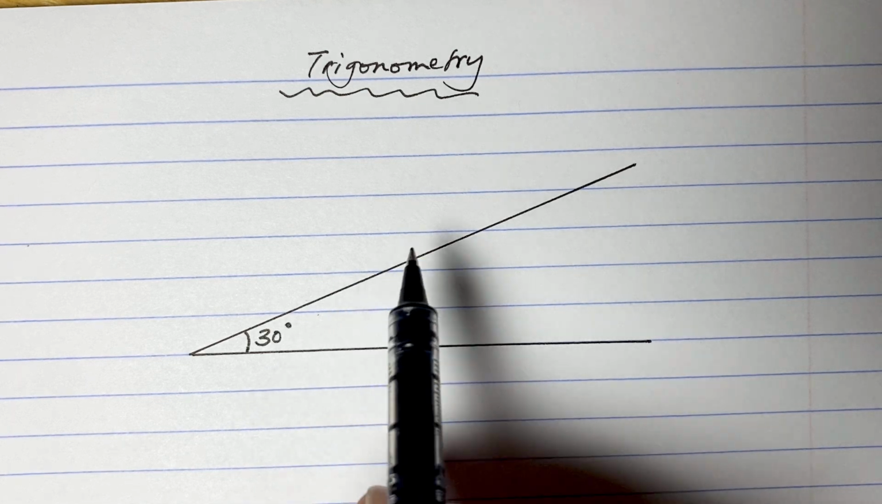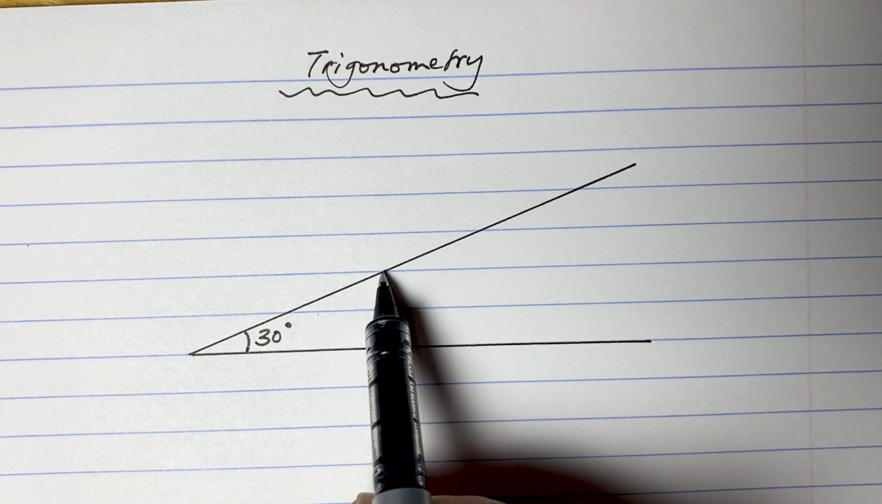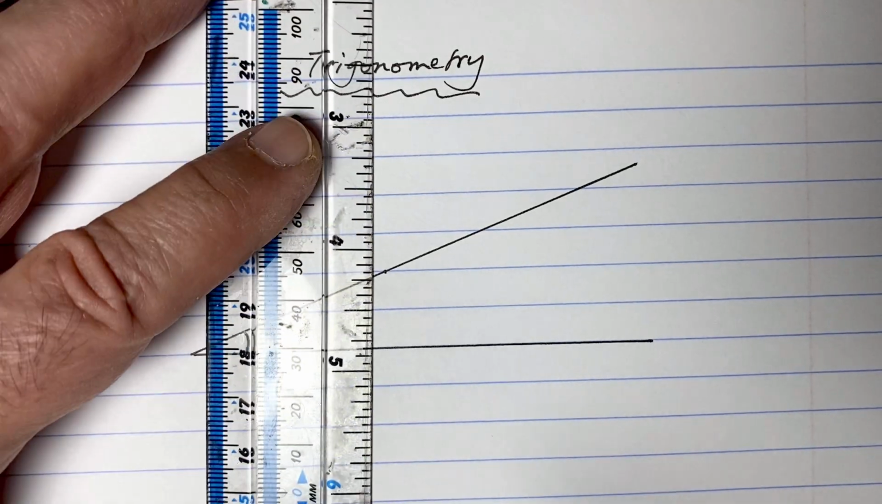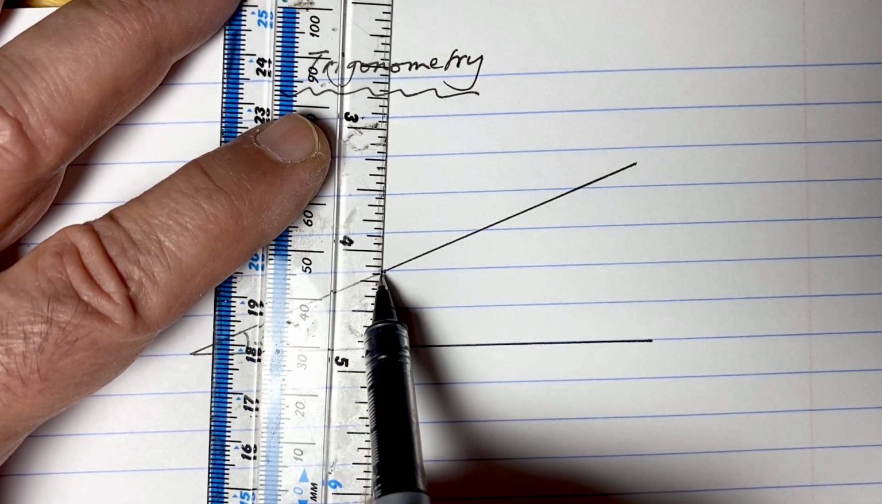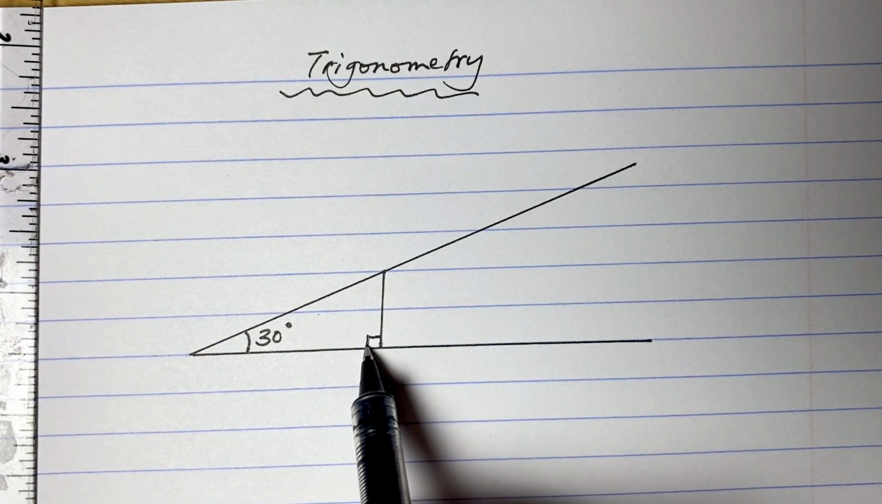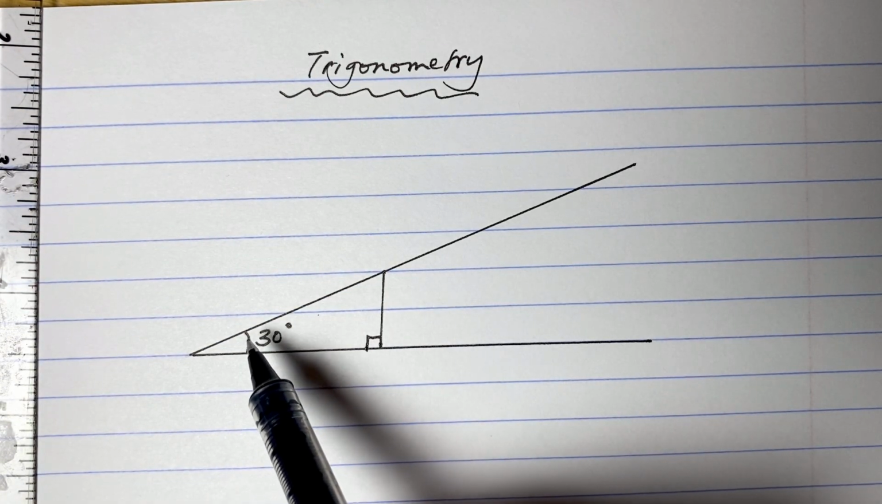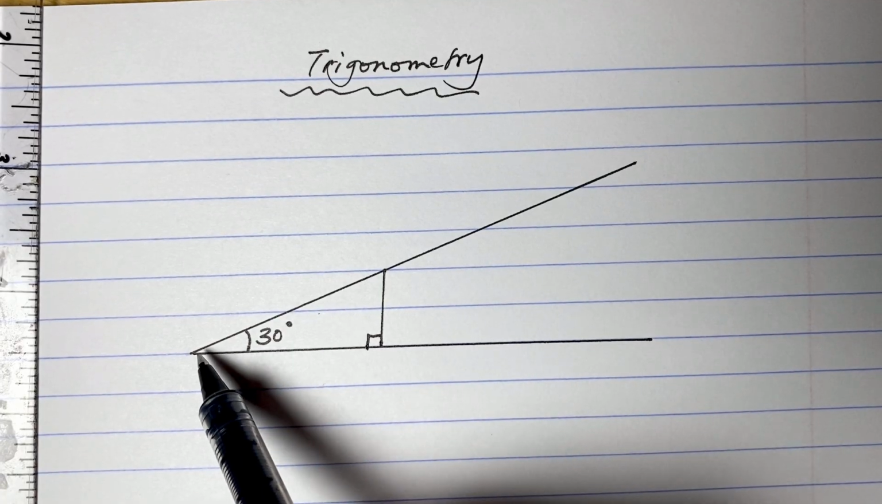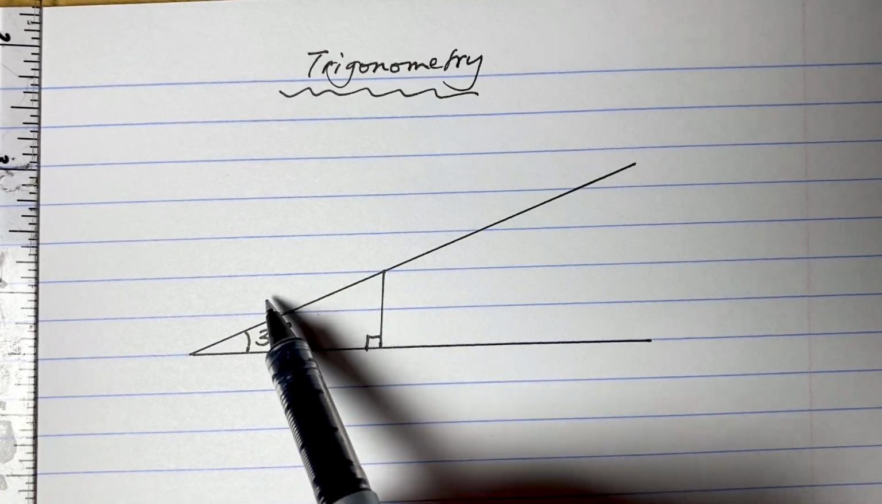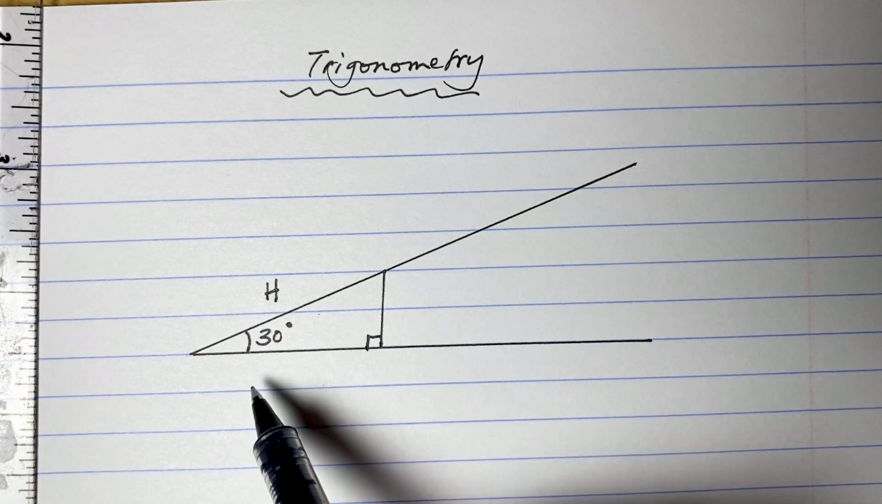If you pick any point on this side and draw a perpendicular at 90 degrees to the other side, you have created a right angle triangle, which has three sides. That side, which is opposite the 90 degrees, is called the hypotenuse. We call it hyp for short here.